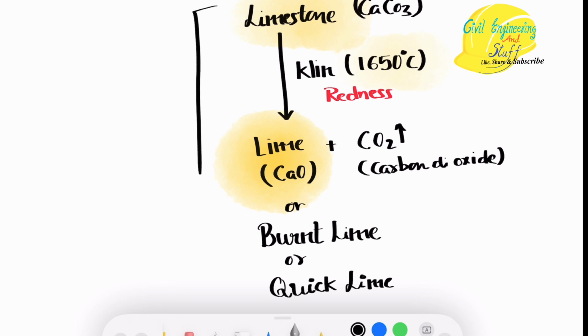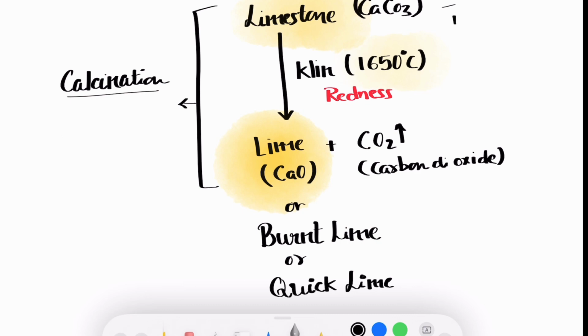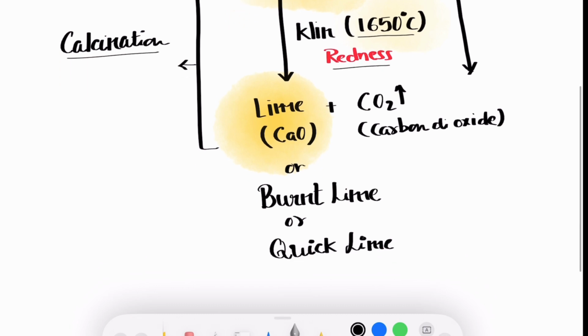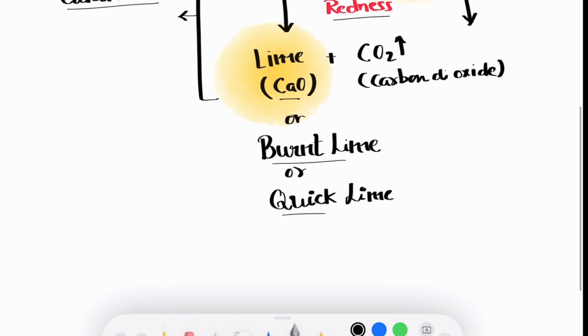Okay, so this whole process in which limestone breaks down into lime is referred to as calcination. Calcination is a process by which limestone is reduced to lime by burning it at a temperature of around 1650 degrees Celsius to its redness. Alright, so this is your lime. Lime is CaO, also called burnt lime or quicklime. Now, this lime is the purest form that is available.